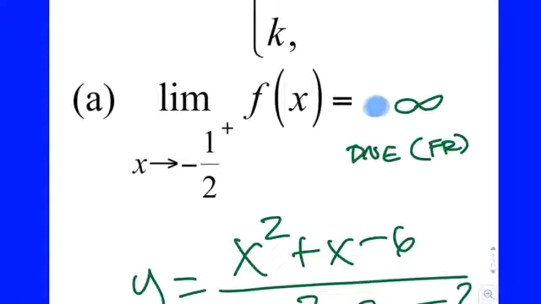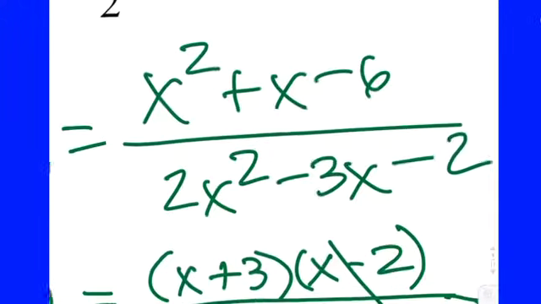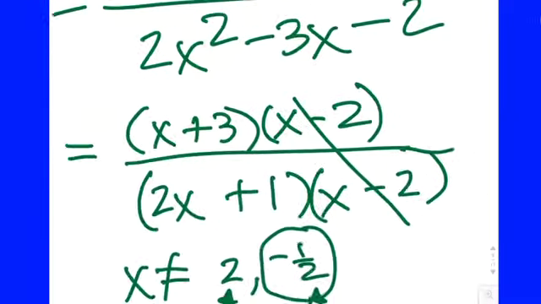Plug in a number. Good. If we're approaching -0.5 from the right, what's the number just to the right of -0.5? Negative 0.4, right? So again, the rule of thumb is like a tenth away. So if I plug in a negative 0.4, you don't want to plug it into here. That's going to be too much work.